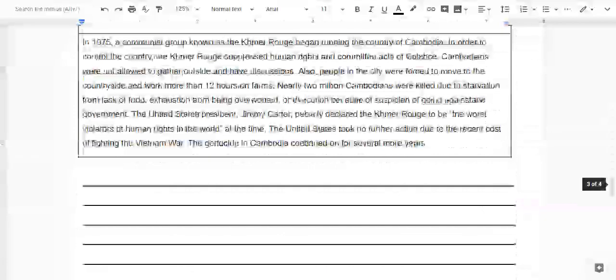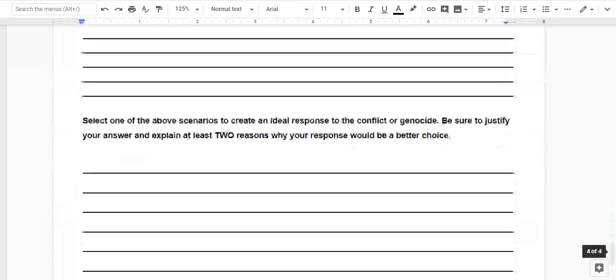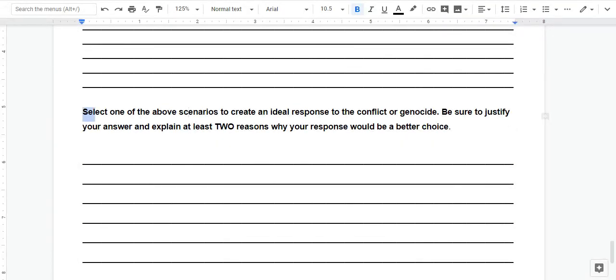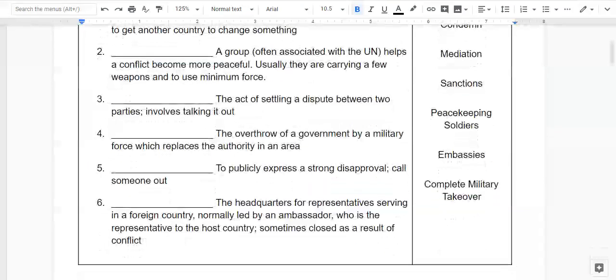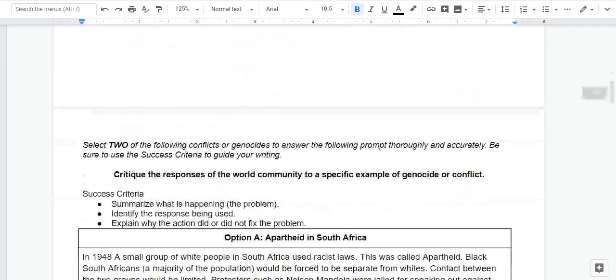And when you're done with those two responses, you have to do this last question, which is select one of the above scenarios. It can be one of the ones you did already, that's fine, and create an ideal response to the conflict or genocide. So it might be a little bit easier to do one that you think it wasn't solved, or if it was solved, it was just barely. So an ideal response means like a best response. And you're going to want to pick one of these up here. So maybe they used peacekeeping soldiers and they should have used sanctions, right? That's what you're going to be explaining.